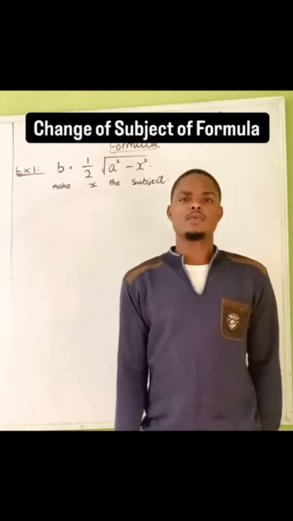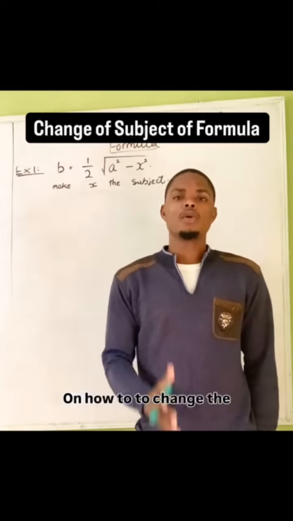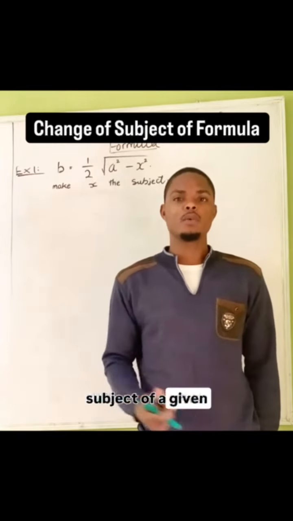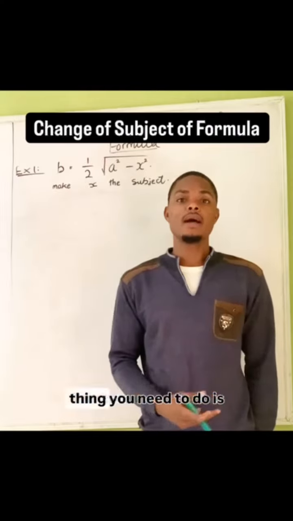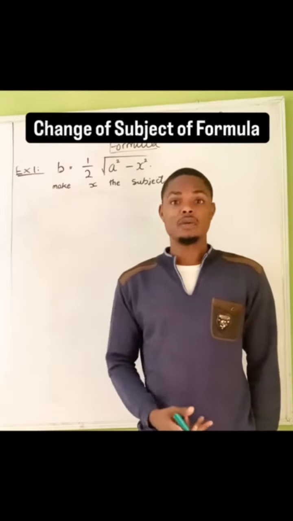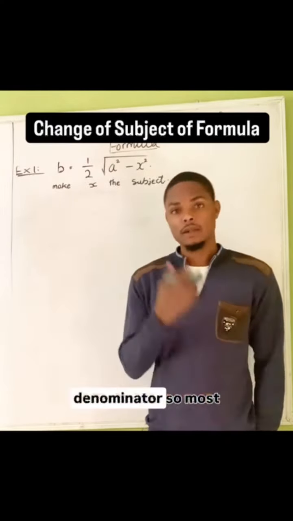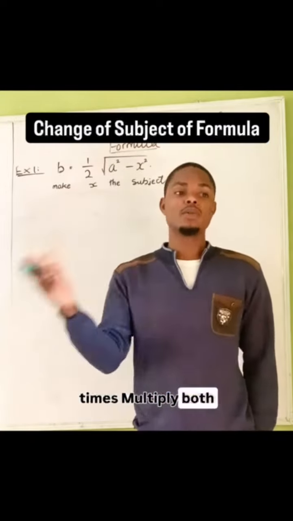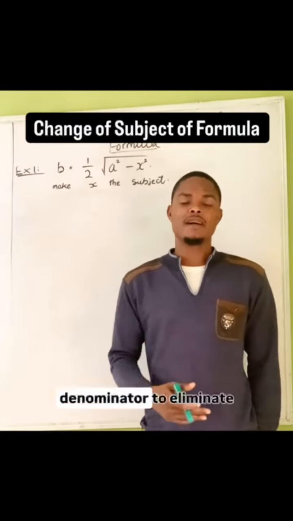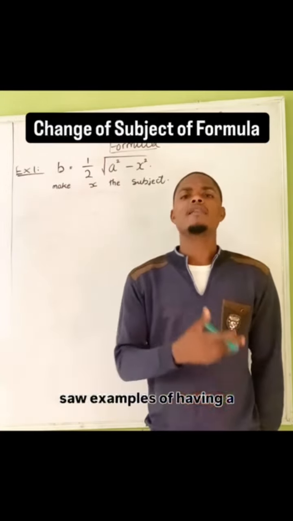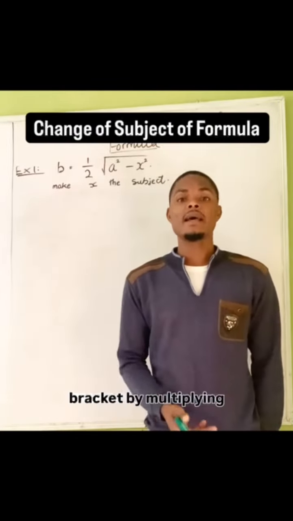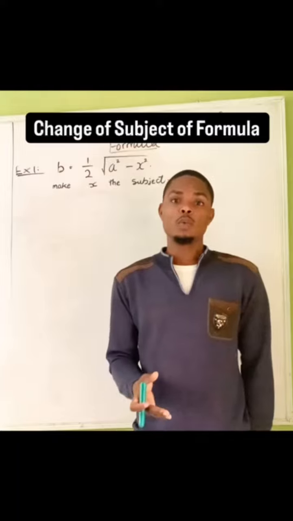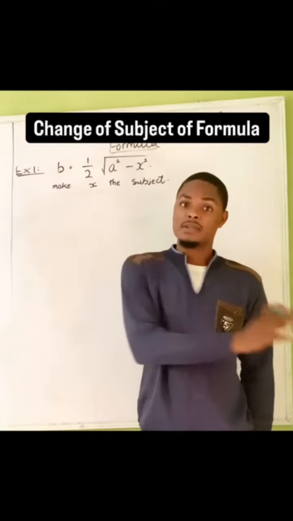In our previous classes, we've been discussing how to change the subject of a given formula. Previously, we've also looked at when you have a fraction in the formula, the first thing you need to do is eliminate the fraction by removing the denominator. Most times you multiply both sides by the denominator to eliminate the fraction. We also saw examples of having a bracket. When you have a bracket, you also have to eliminate or remove the bracket by multiplying everything within with whatever is outside the bracket.